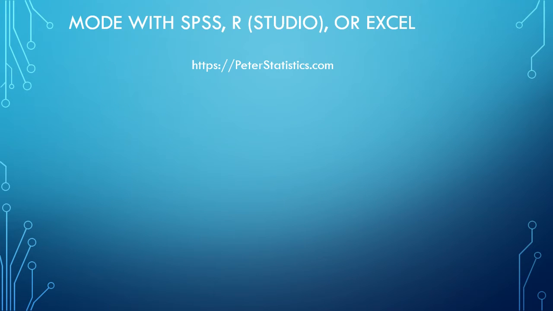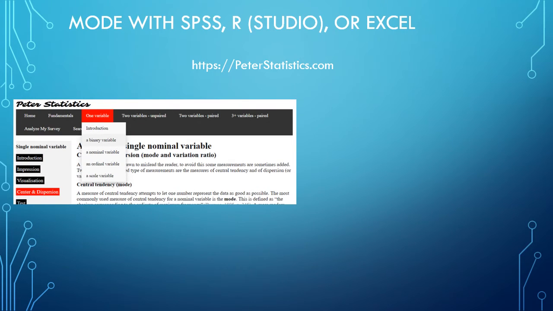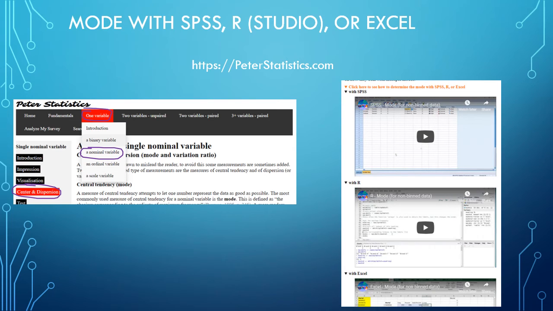If you want to find out how to determine the mode with SPSS, RStudio, or Excel, then you can check out my website on peterstatistics.com. If you go there and you click on this one variable, and then you select a nominal variable, and then go for center and dispersion, then you should come up to a page, and if you scroll down, it will mention click here to see how to determine the mode with SPSS, R, or Excel. And then you can click on either SPSS or R or Excel to see a video explaining how that can actually be done.